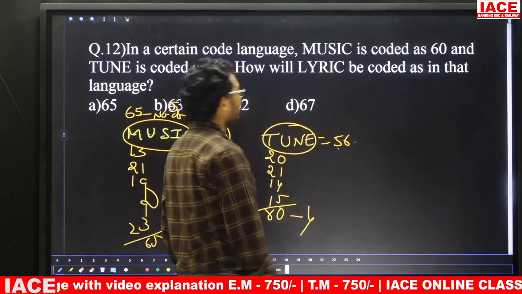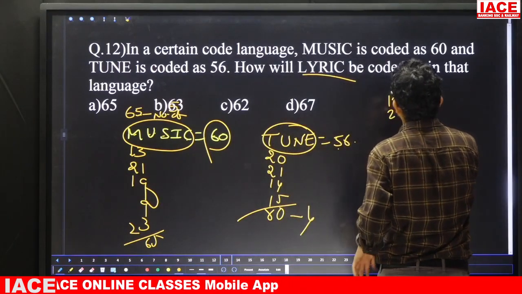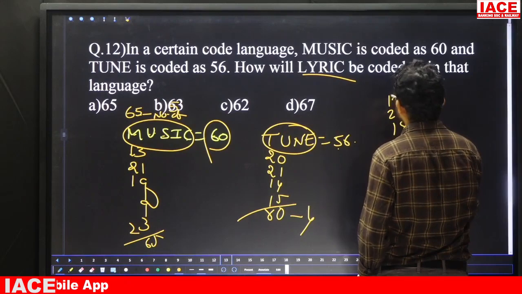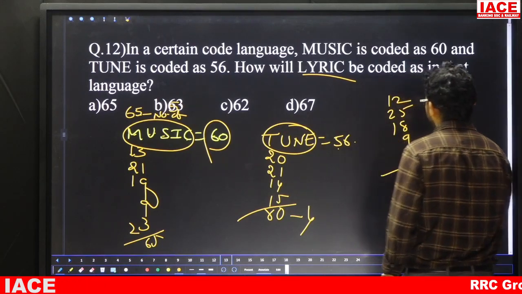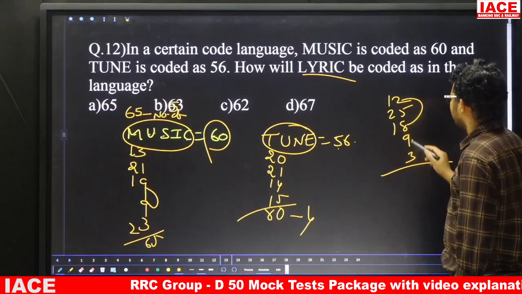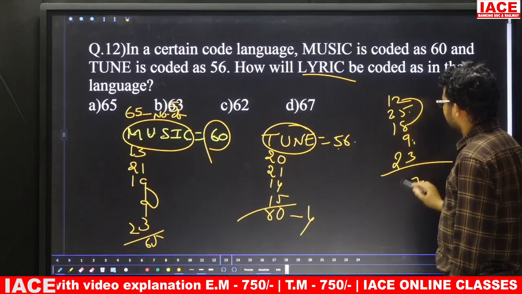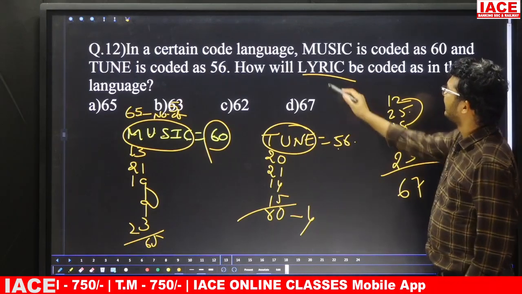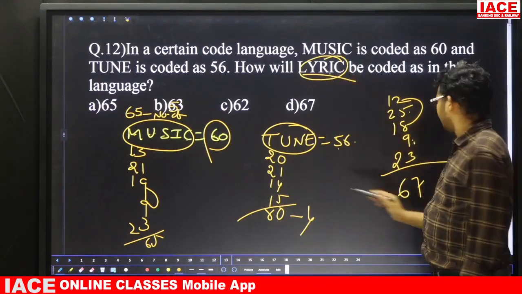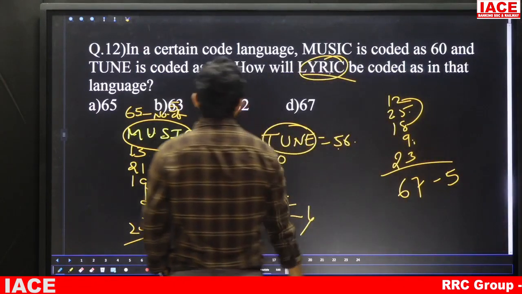In the same manner, they have given lyric. L face value 12, Y is 25, R is 18, I is 9, C is 3. Now the sum: 12, 37, 55, 64, next 67 is the sum. But in lyric, how many letters are there? 5 letters. That means 67 minus 5. So the answer is 62. Option C is the answer.